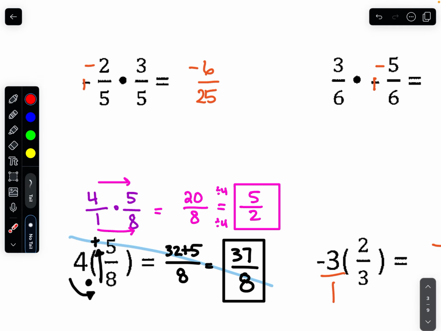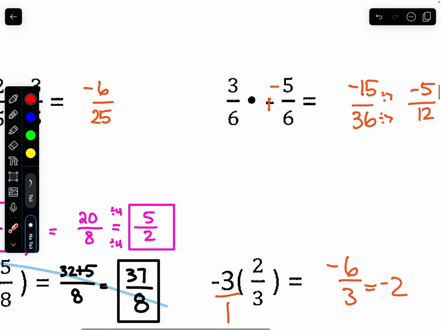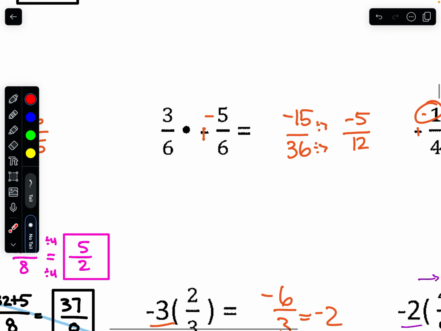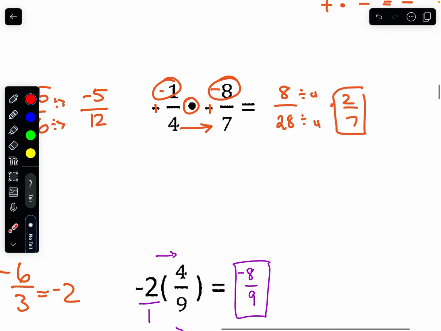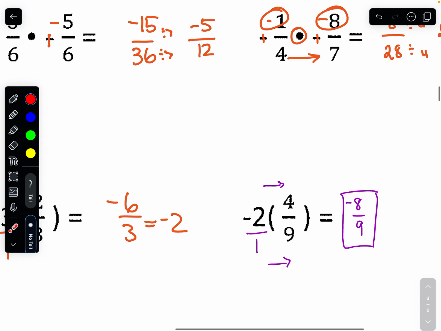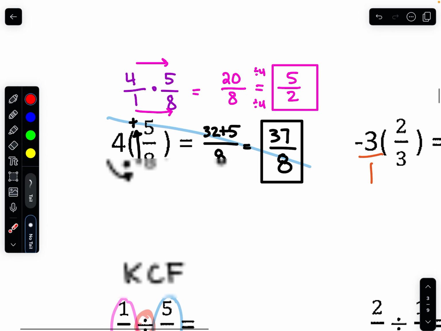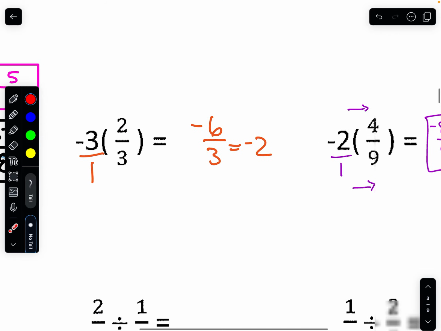Okay, so now we have this negative out here. We're going to go ahead and move that to the top, and then we multiply straight across and reduce if we can. Same with this one and here. This was a bad sample in class. We went over it in class, so I'll move on to the next one.